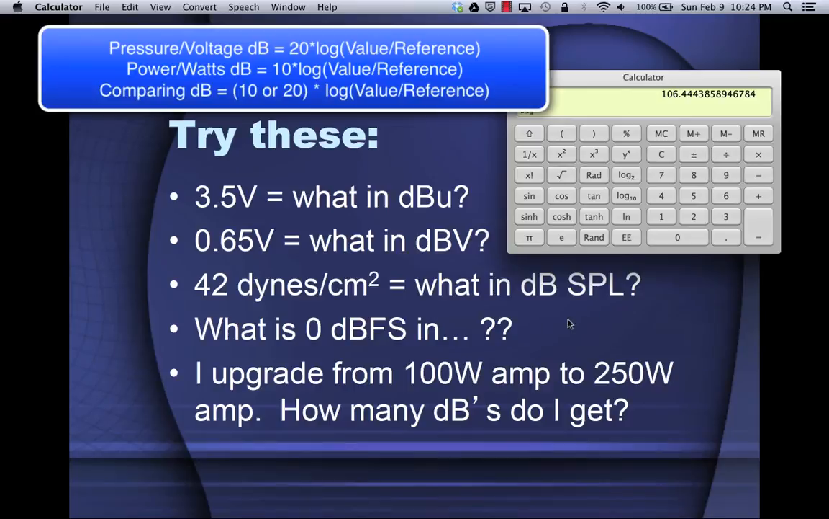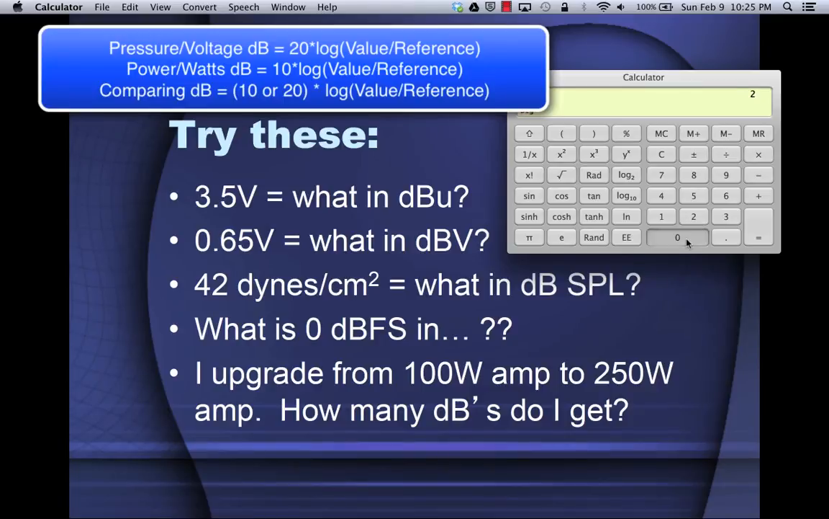Now, what's 0 dBFS in terms of dBu or dBV? Well, if you look at a spec sheet and say that, as we might recall, our DAT machine has a maximum input level of, say, 20 volts. So let's figure out what that is in dBu.